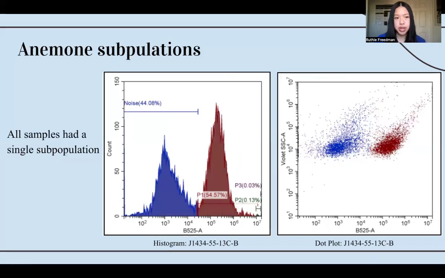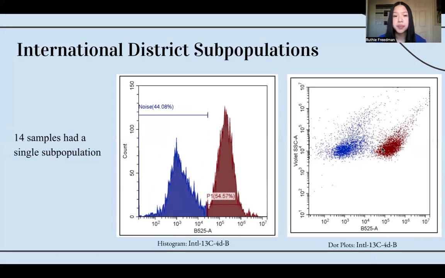So moving on to Anemone, all of the samples had a single subpopulation. As we saw earlier, there's a very distinct peak here that's outlined in red. And then when we move to the dot plot, we can see 2 very distinct populations.